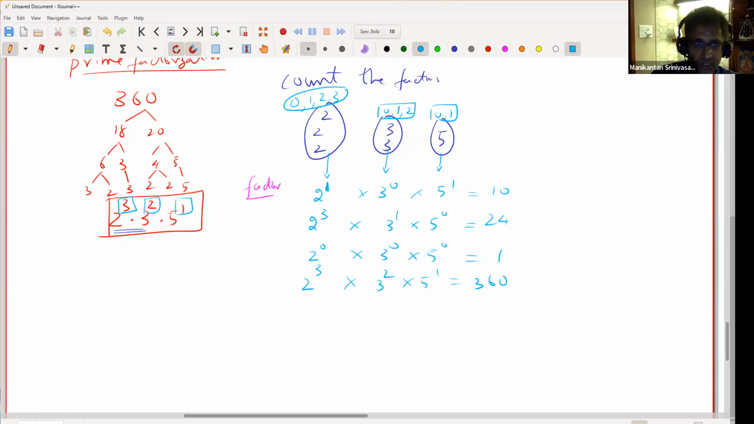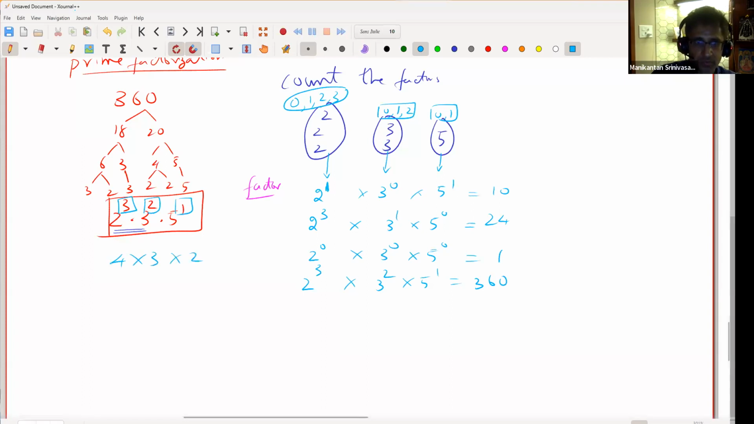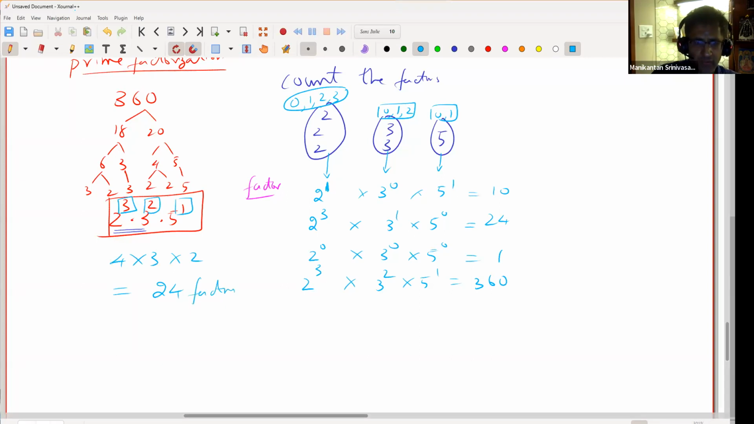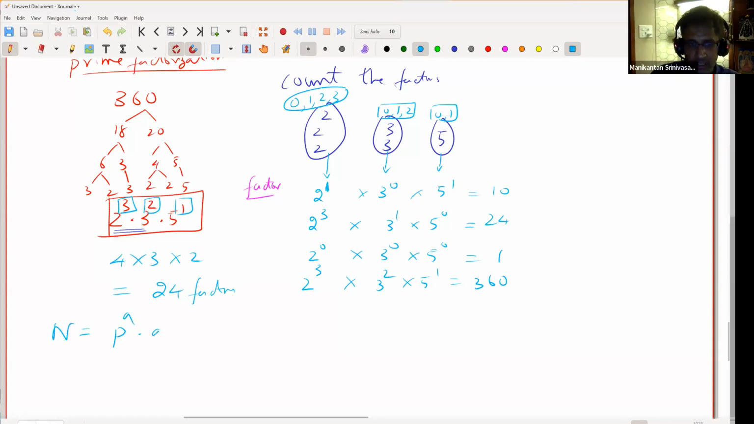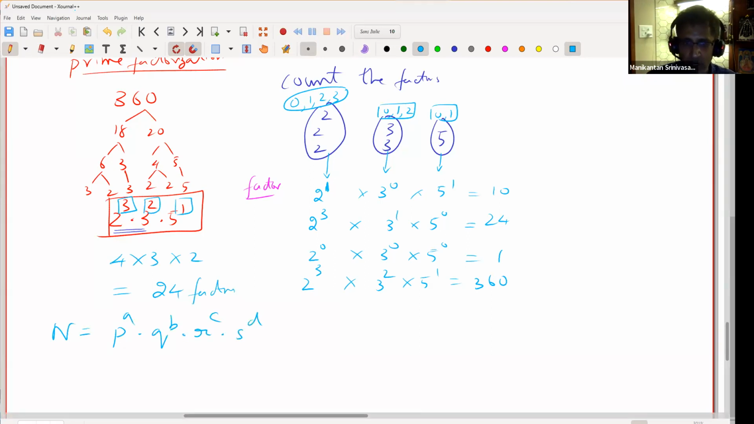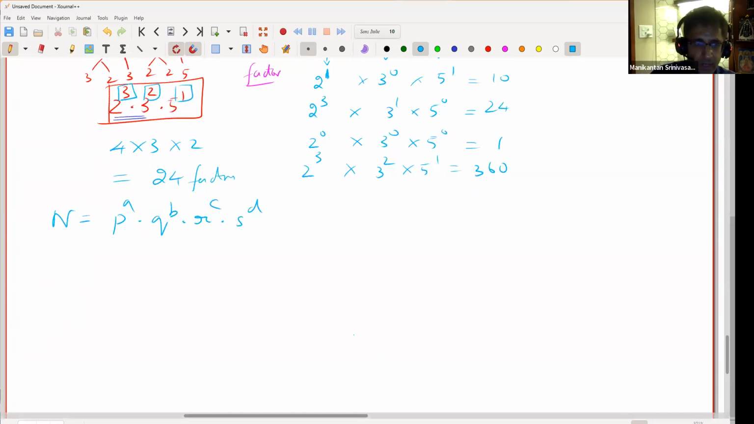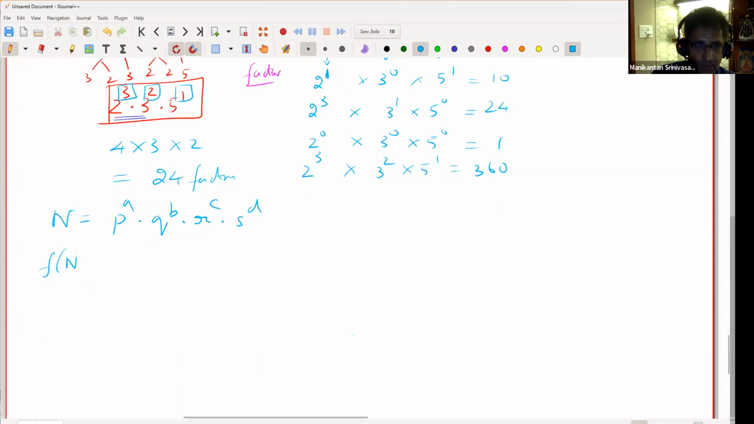So the number of factors is just 4 times 3 times 2, which is 24 factors, right? So if I have any prime factorization, for example, let's say P is a prime. So let's say I split a number n as P power A times Q power B times R power C times S power D, where P, Q, R, S are all prime, right? Then the number of factors, I'll just call it F of n, will just be A plus 1 times B plus 1 times C plus 1 and so on, times D plus 1.